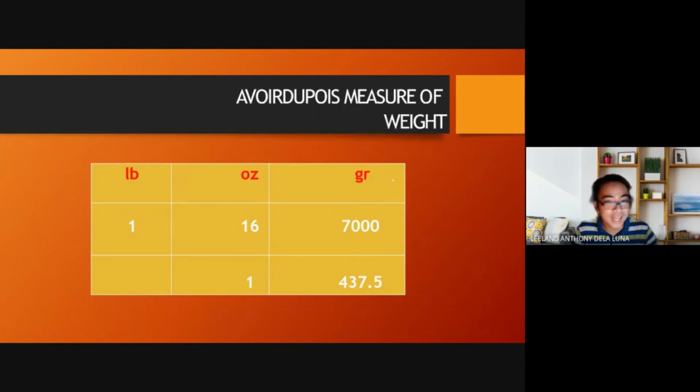And for the avoirdupois class, in terms of weight, ito lang naman yun. So 1 pound is equivalent to 16 ounces. Okay, if you want to convert this to kilograms, convert mo na to pounds yung ounces, then convert to kilograms, so on and so forth.